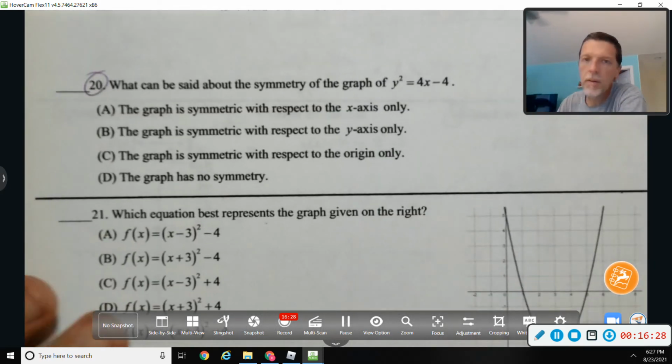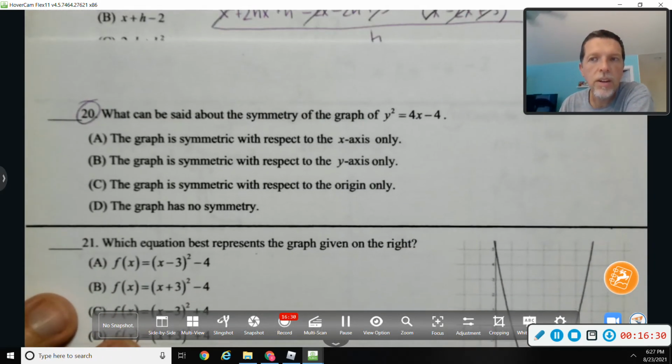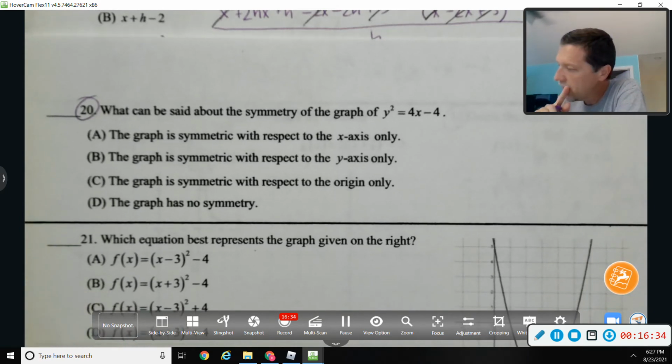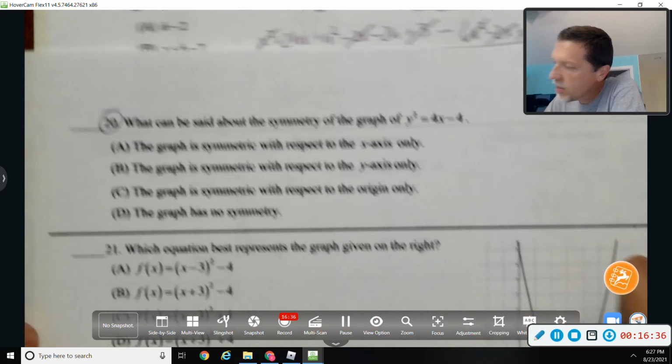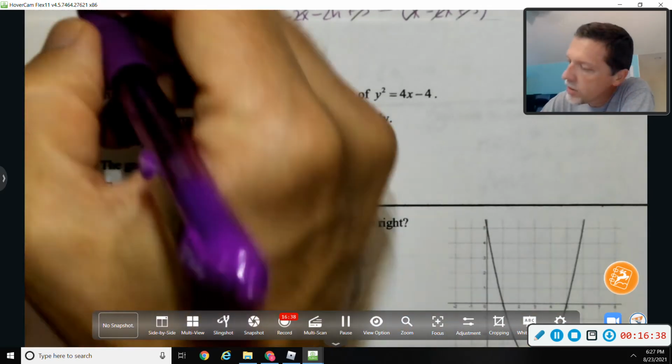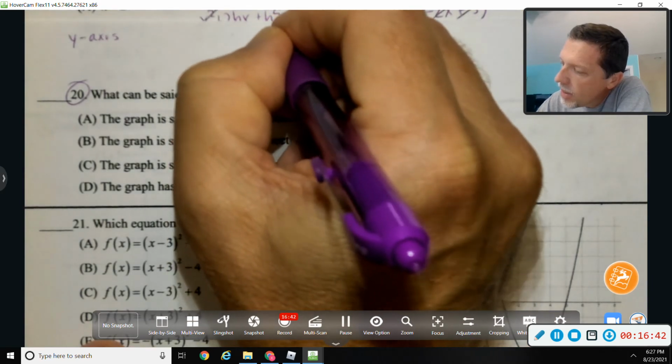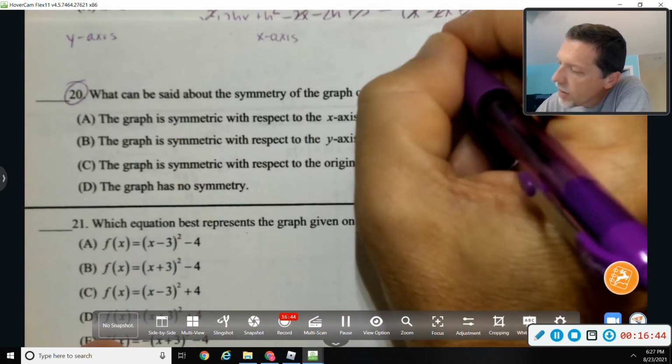So the last page here. Number 20, very open-ended question. What can be said about the symmetry of that graph? Well, this is the three tests that we want to do. The y-axis test, x-axis test, and the origin test.